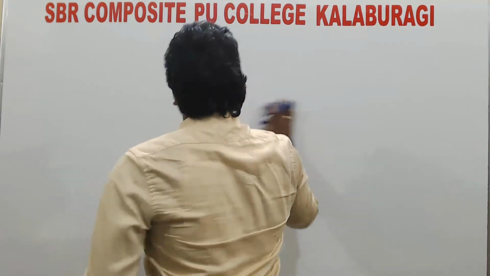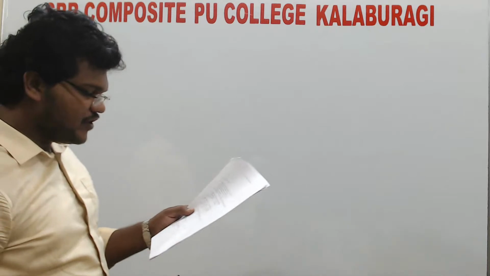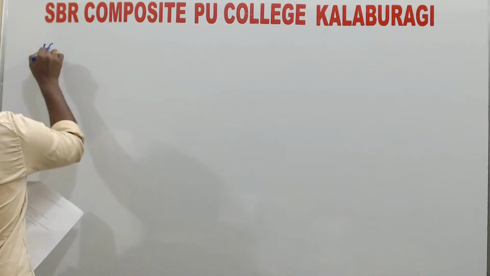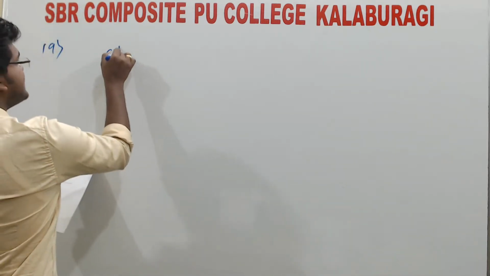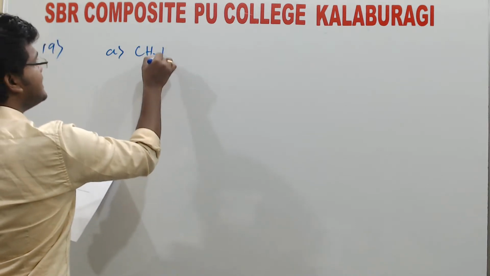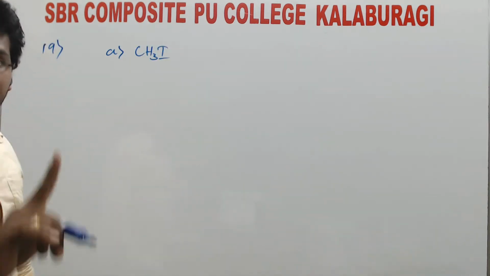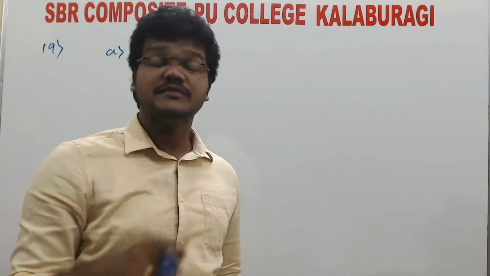Here, so let us talk about question 19. Methane and ethane both can be obtained in a single step. Option A, they have given methyl iodide. Let us see whether it is possible from A. By using methyl iodide, is it possible?